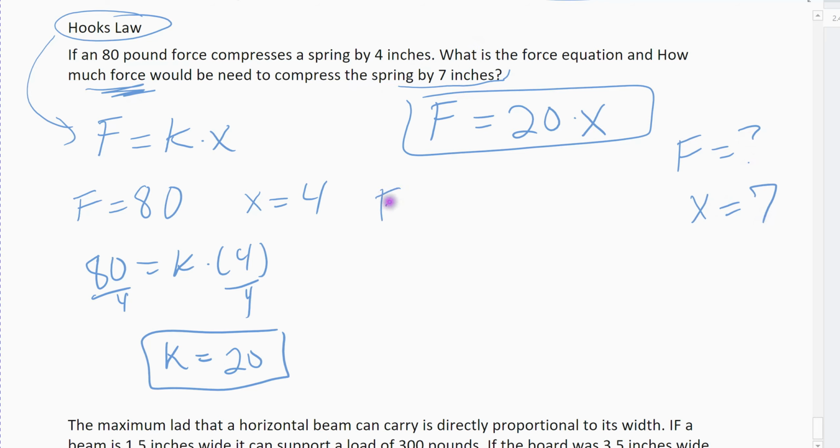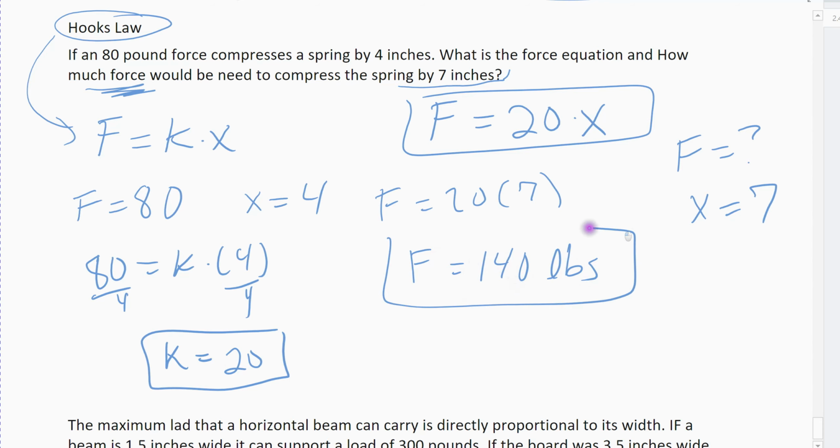So I plug 7 in. So force equals 20 times 7. And so it takes a force of 140 pounds to compress it by 7 inches. It takes a lot of force. It'd be a pretty heavy weight you'd have to put on that spring to compress it by 7. So again, it would push it down and make it 7 inches smaller than what it normally is.